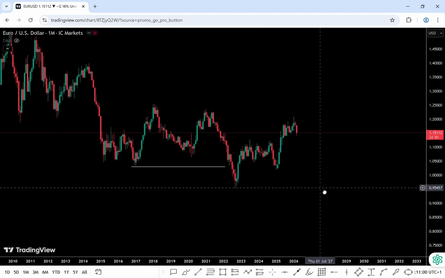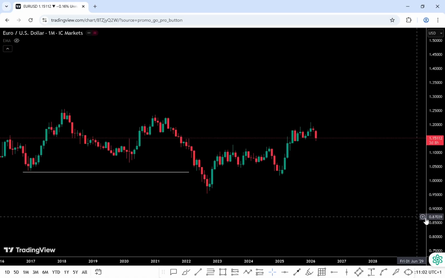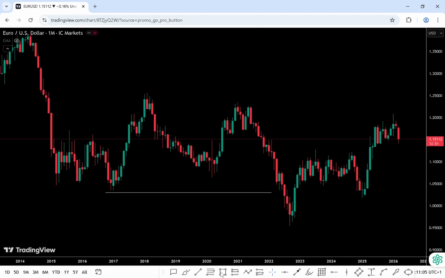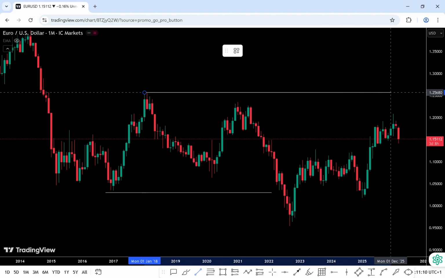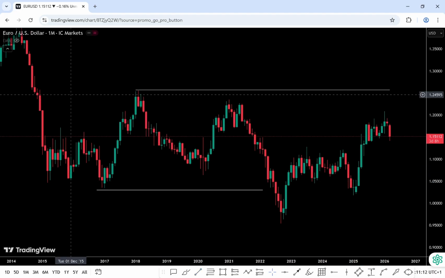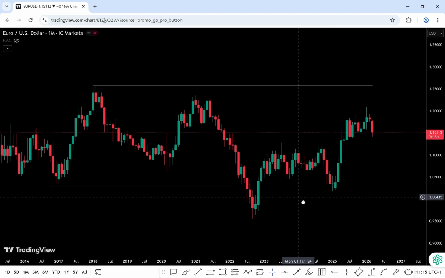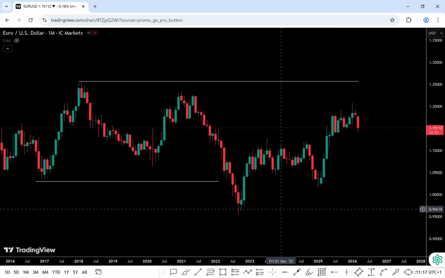After we were able to identify our monthly break of structure, where is our monthly high that must be protected? You can see this is the high that must be protected because this is the last swing high that the market did. So this is very simple. You can see what the market is doing here.